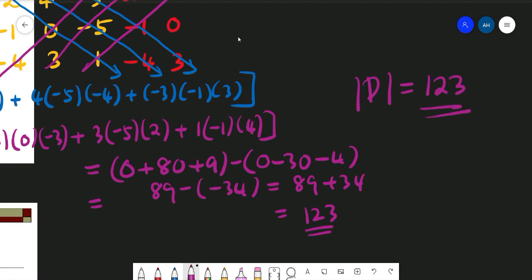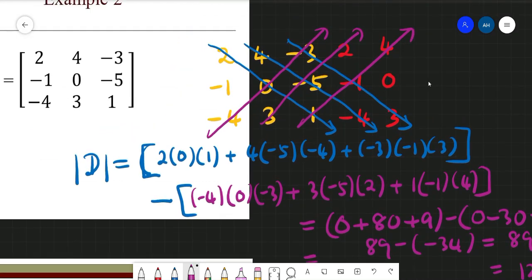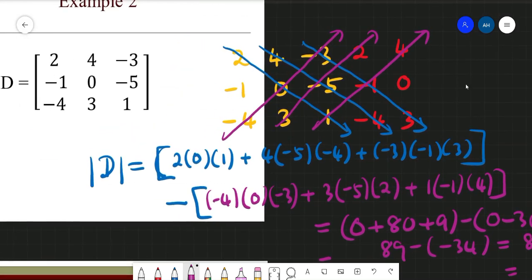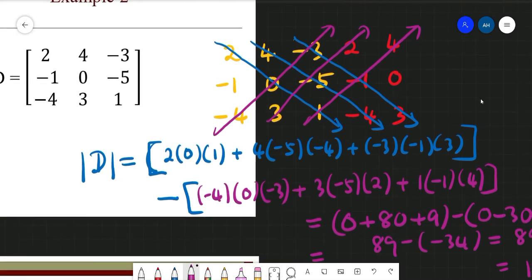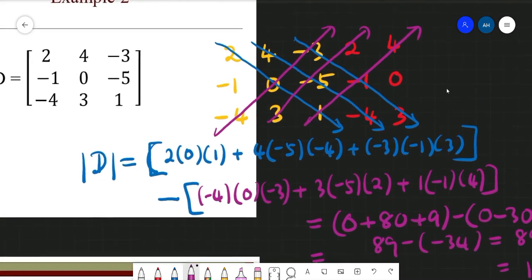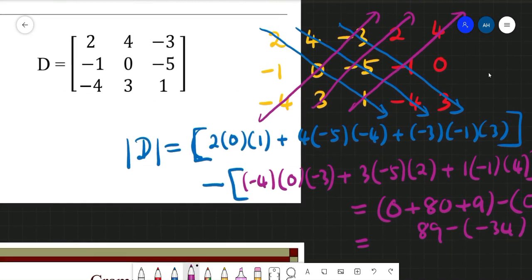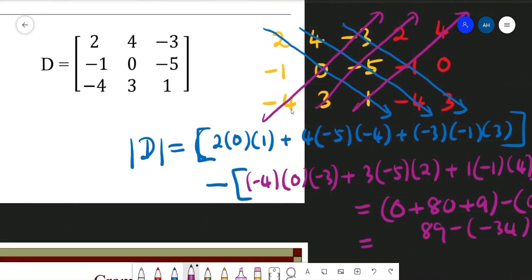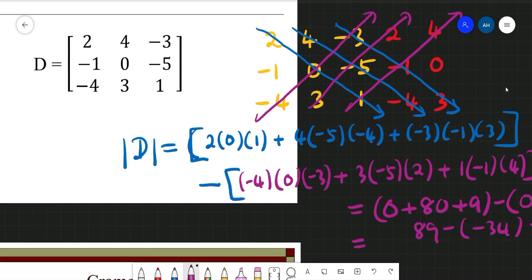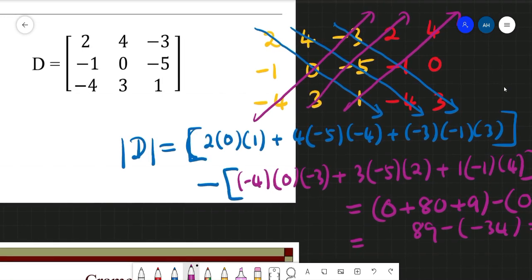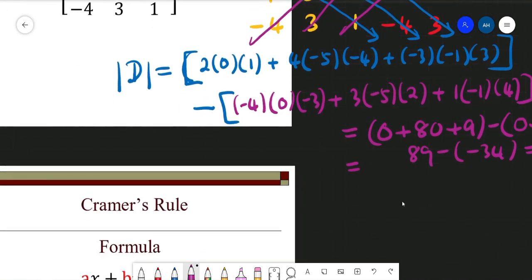Now this example is very important because we are going to use this method, maybe in the next example after this, to find the determinant of a 3 by 3 matrix. Very useful method. This particular way is very simple. There are some other ways we can find the determinant of a 3 by 3 matrix, but I think this one is the simplest one. The rule is simple.